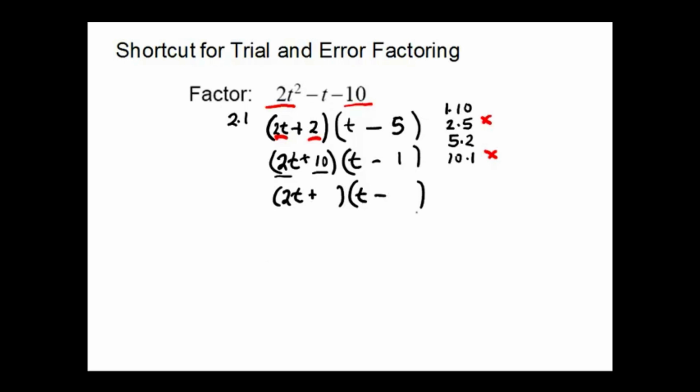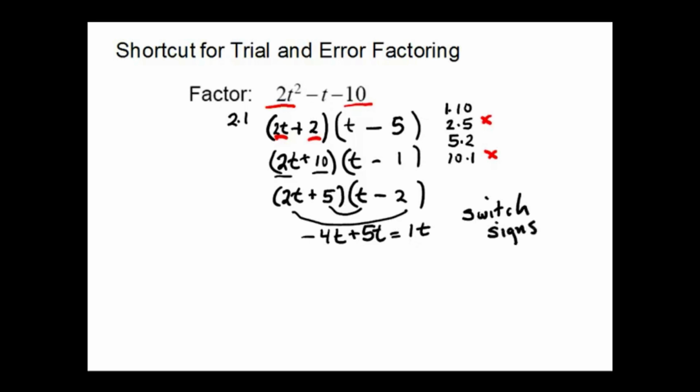From the ones that are left, I would tend to choose the numbers that are closer together first, just because that's usually how they write textbooks. So I would try the 5 and 2. And you still need to check outside and inside. So minus 4t plus 5t. I am getting a 1t, but my signs are wrong. I want minus and I have plus. So all I have to do at this point is switch the signs. The one that is plus should be minus, and the one that's minus should be plus, and it should work.